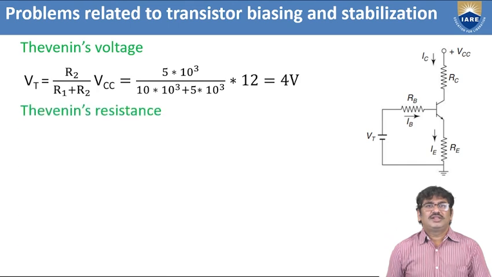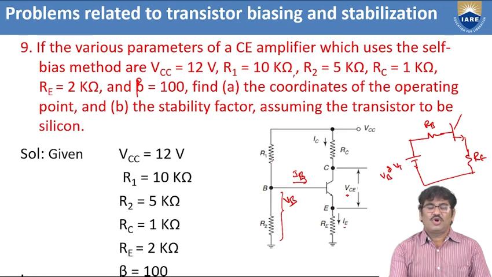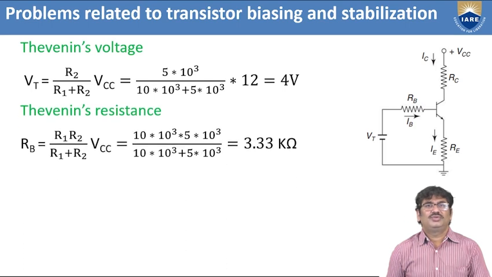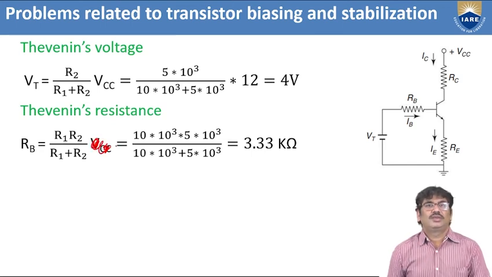Next, we'll see the Thevenin's resistance RB. RB is nothing but the parallel combination of R1 and R2. So RB we can write as R1 into R2 divided by R1 plus R2. Substituting R1 and R2, we get 10 into 10 power 3 into 5 into 10 power 3 divided by 10 into 10 power 3 plus 5 into 10 power 3, which gives RB is equivalent to 3.33 kilo ohms.